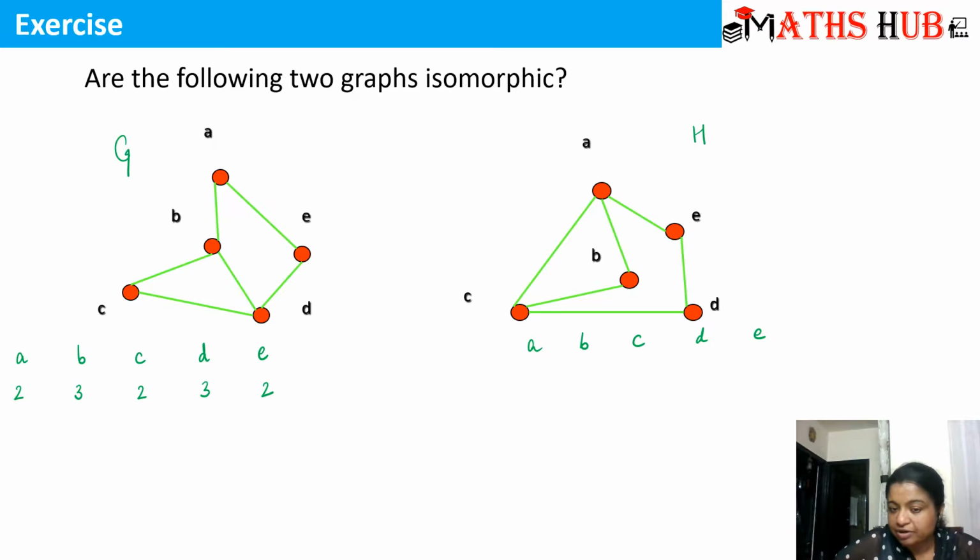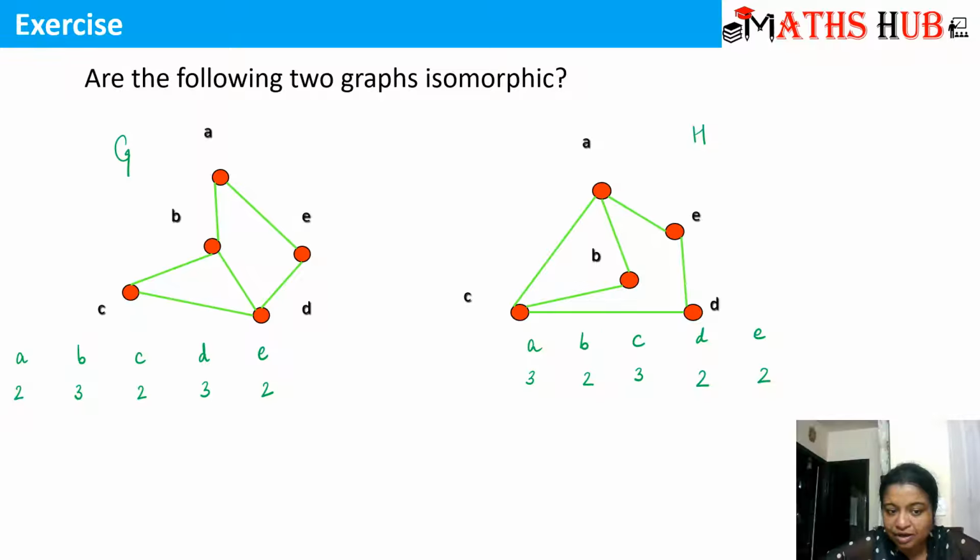Now let's talk about graph H. Degree of vertex A is 3. Degree of vertex B is 2. Degree of vertex C is 3. Degree of vertex D is 2. Degree of vertex E is 2. Right? So can we match the degrees now?